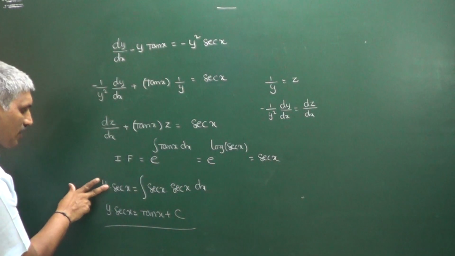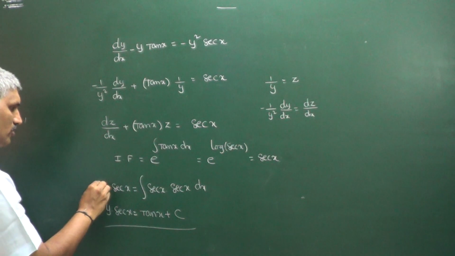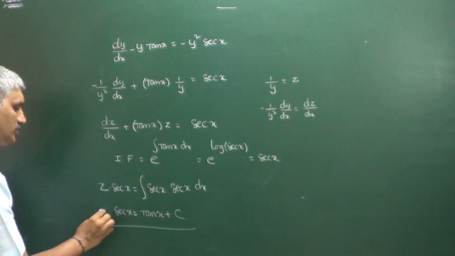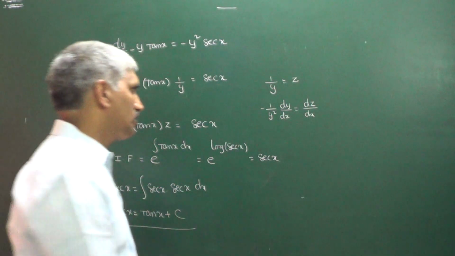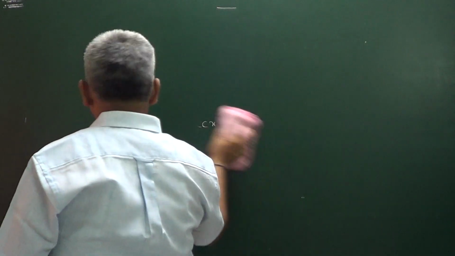So that is the way of solving Bernoulli's equation by taking this substitution. Sorry, here we can't write y. What do we have to write? z is there. That's why we have to write z into secant x. Now in place of z, what do we write? z is equal to 1 by y. So that is the way to proceed with these particular questions.